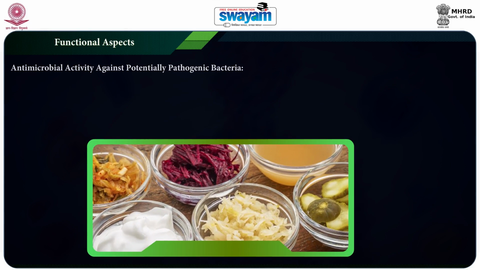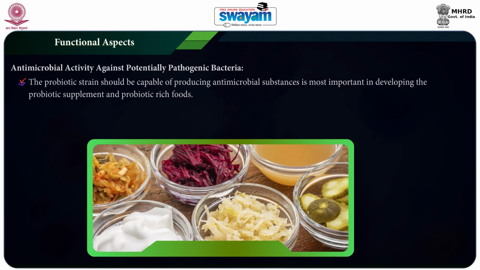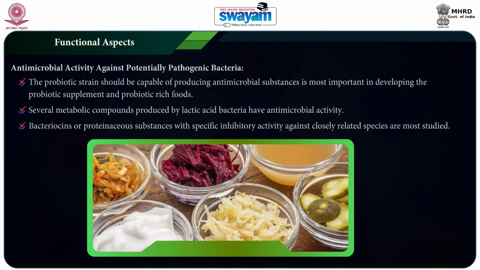The next functional aspect is antimicrobial activity against potentially pathogenic bacteria. The ability of the probiotic strain to produce antimicrobial substances is most important in developing probiotic supplements and probiotic rich foods. Several metabolic compounds produced by lactic acid bacteria have antimicrobial activity. However, bacteriocins, or proteinaceous substances with specific inhibitory activity against closely related species, are most studied.